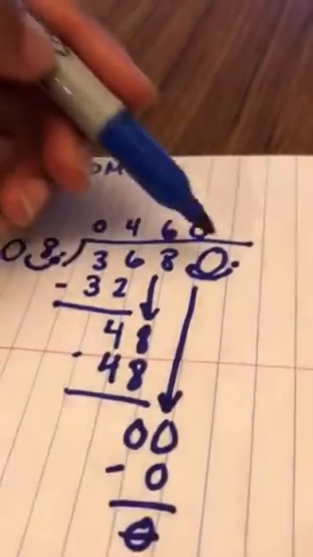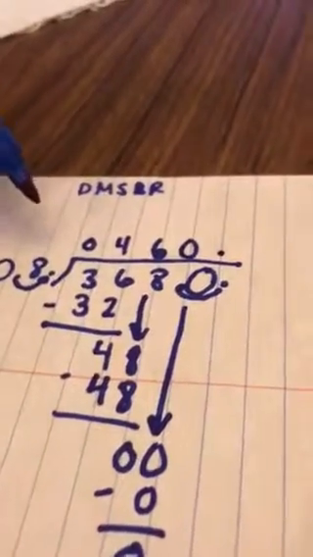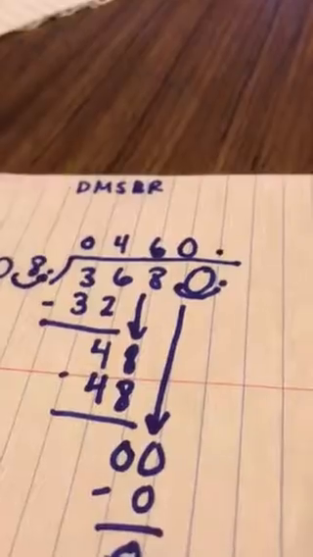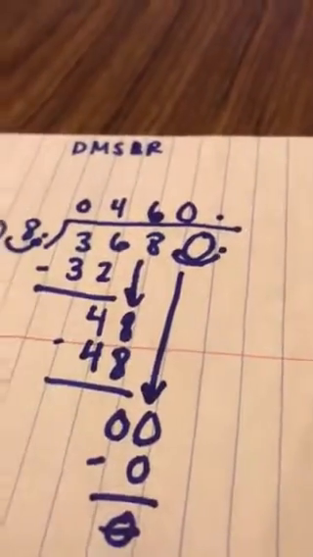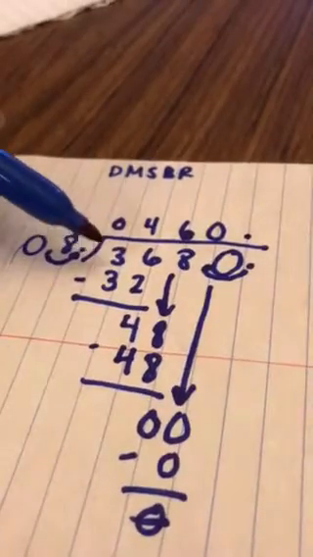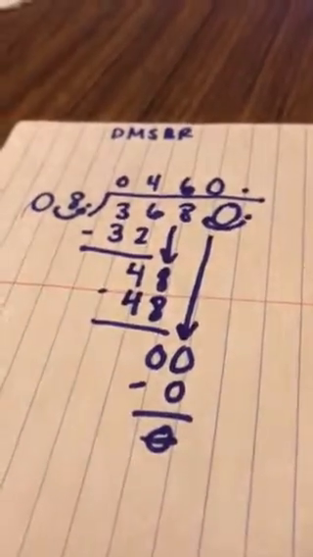And since the decimal's in the back here, this number is technically equal to 460, because you see how there's a 0 in the ones place, so that's the answer, 460. So 8/10 fits inside of 368, 460 times. That's what this math means right here.